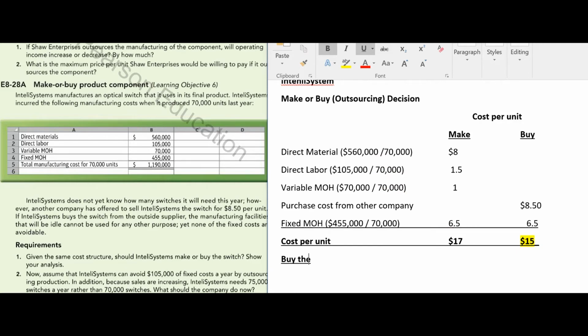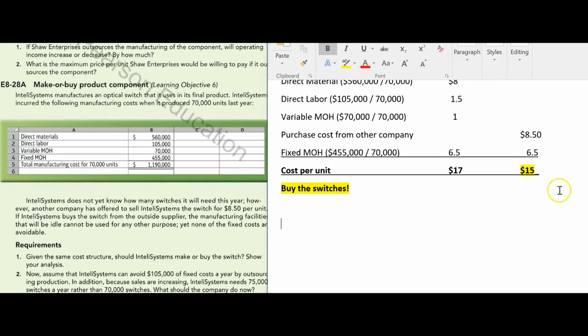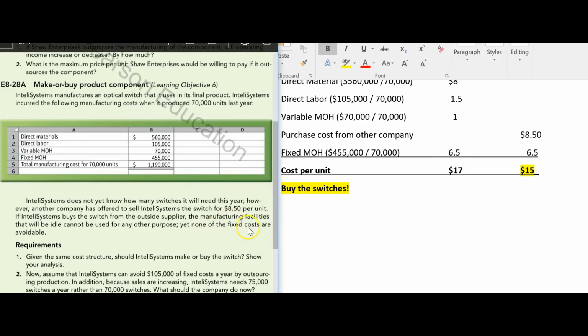Ultimately we will measure for a certain number of units whether the decision is good or bad. But apparently it looks like buying the switches is the better decision because it costs $2 less. So for our first requirement, when we are analyzing only one unit, buying the switches is good for the company because it costs only $15 rather than making, which will cost $17. Now let's see requirement number 2.